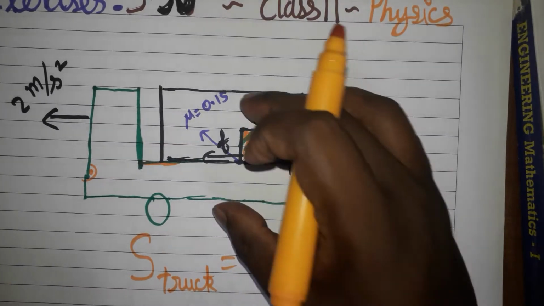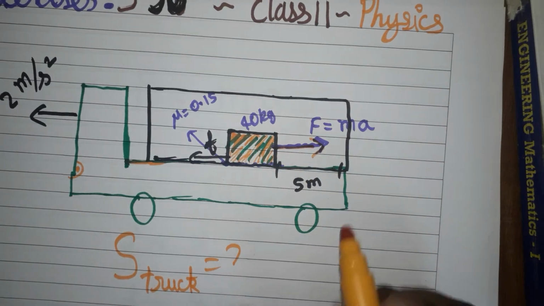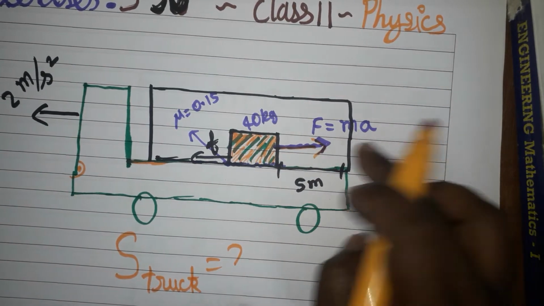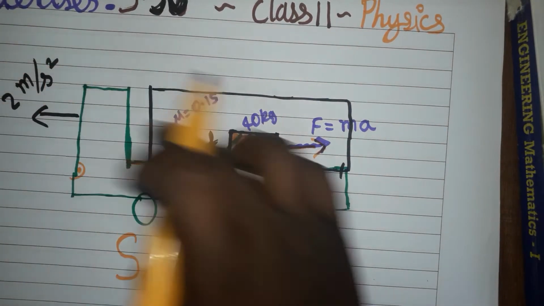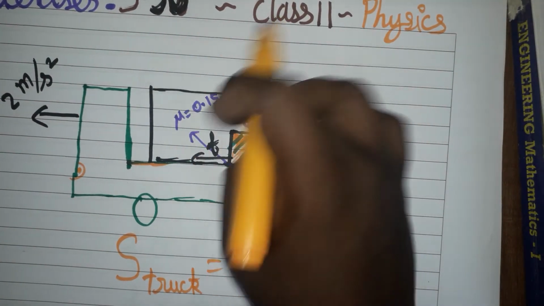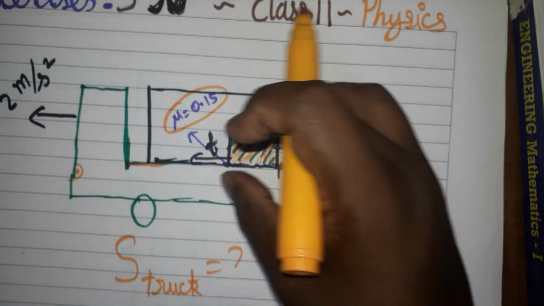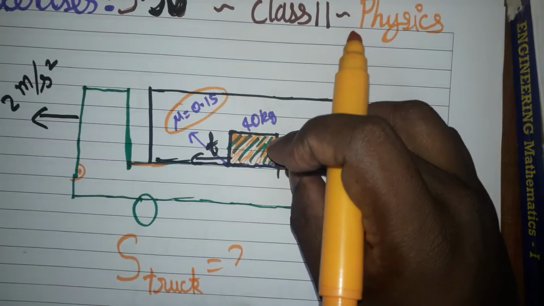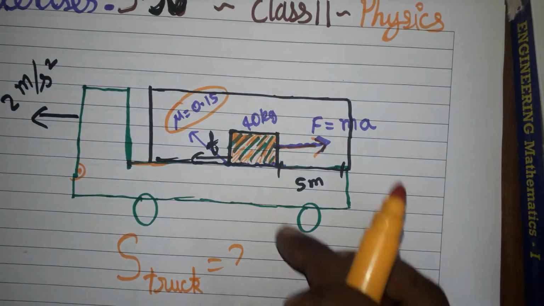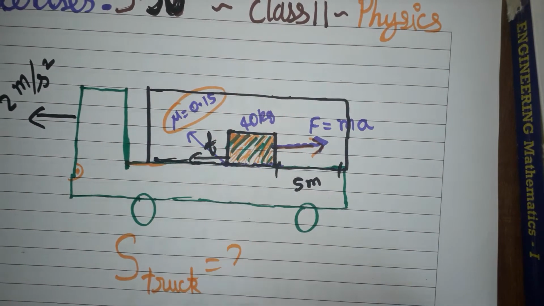Now when the truck is moving this side, we'll get a pseudo force this side. The pseudo force is equal to mass times acceleration, 2 meter per second square. F is equal to ma. The mass of the block is given as 40 kg. The coefficient of friction is 0.15, which is given in the question. When the truck is moving this side, the block will be moved this side. Now friction will be created between these two, in the opposite side.